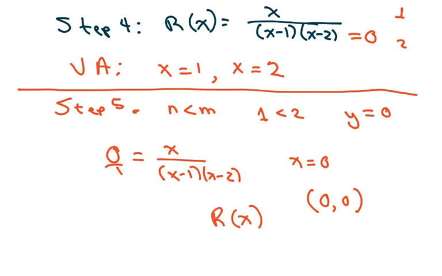Okay, step 6 means you're supposed to use a calculator. I am just going to do it as if I couldn't use a calculator, and I'm going to pick intervals. I'm going to pick the intervals from negative infinity to negative 2, because that's where our vertical asymptotes are.